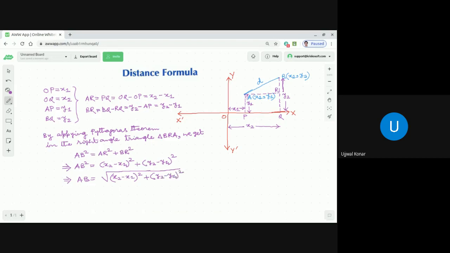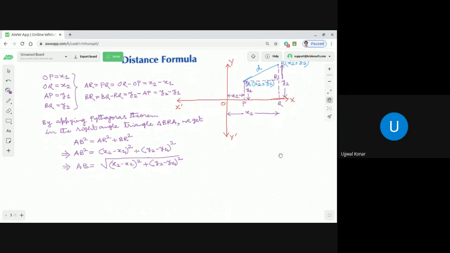Dear student, generally if AB square is equal to x2 minus x1 whole square plus y2 minus y1 whole square, then what is the value of AB? AB is equal to plus minus square root of x2 minus x1 whole square plus y2 minus y1 whole square. But AB is what? AB is a distance. It cannot be negative. So we are only considering the positive value, since AB cannot be less than 0.